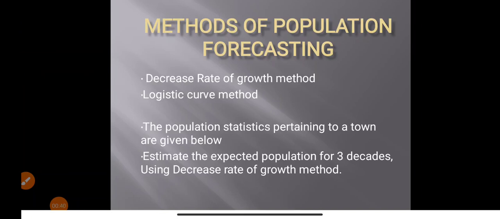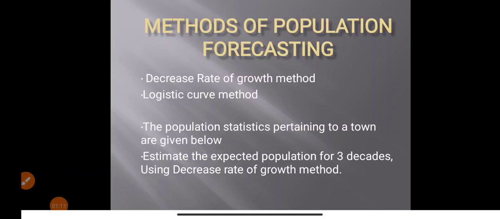Okay, we'll start with the decreased rate of growth method. So when do we prefer the decreased rate of growth method? When the city reaches the saturation level, that is, when the population goes on decreasing from decade to decade, that means the city reaches the saturation level. In that situation, we use the method called decreased rate of growth method.